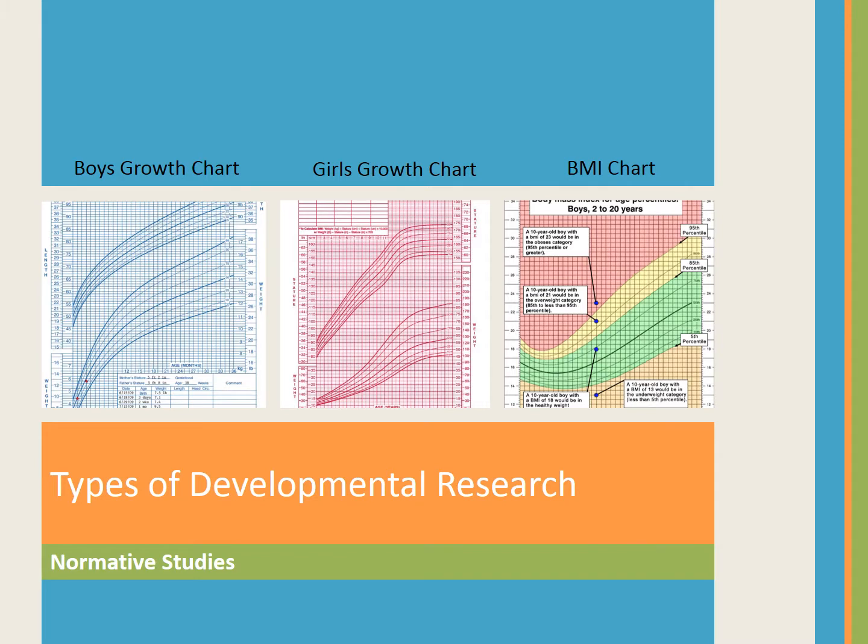Another type of developmental research is a normative study. An example of a normative study are the large growth studies we've done in children that resulted in the generation of boys and girls growth charts. The NHANES data are large national studies with a sample of children from different populations, and it generates what normal growth is in the United States for children, and these became the norms that we put on the growth charts.